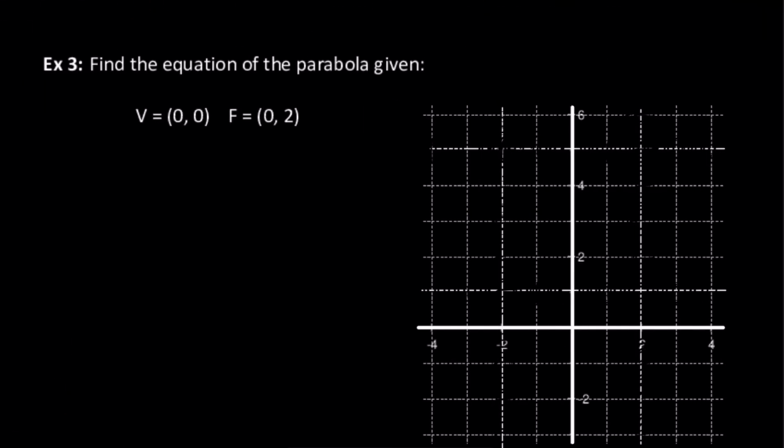Now I want you to find the equation of the parabola given this information. You know the vertex is 0, 0. That's good. And the focus is 0, 2. So here's my focus, 0, 2. I know it's got to open up. Okay, so if it opens up, I know I'm looking at y equals something x squared. Now, since my vertex is 0, 0, it's really like y minus 0 equals something times x minus 0 squared, but I don't need to put those in.